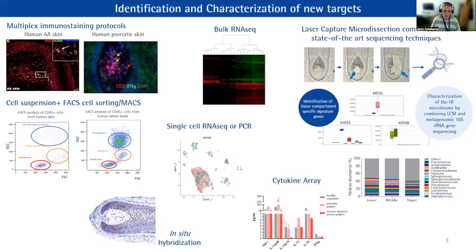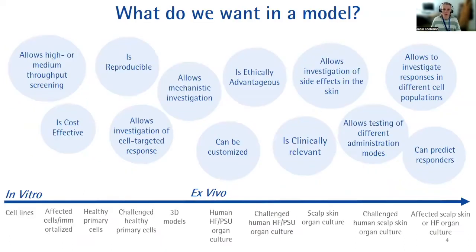And once we have identified these questions and which methods we want to use, we need to select the most appropriate model. So how do we do that? I asked myself a couple of questions. What do I want from a model when I have a research question? And these are just some thoughts. Maybe you have additional ones.